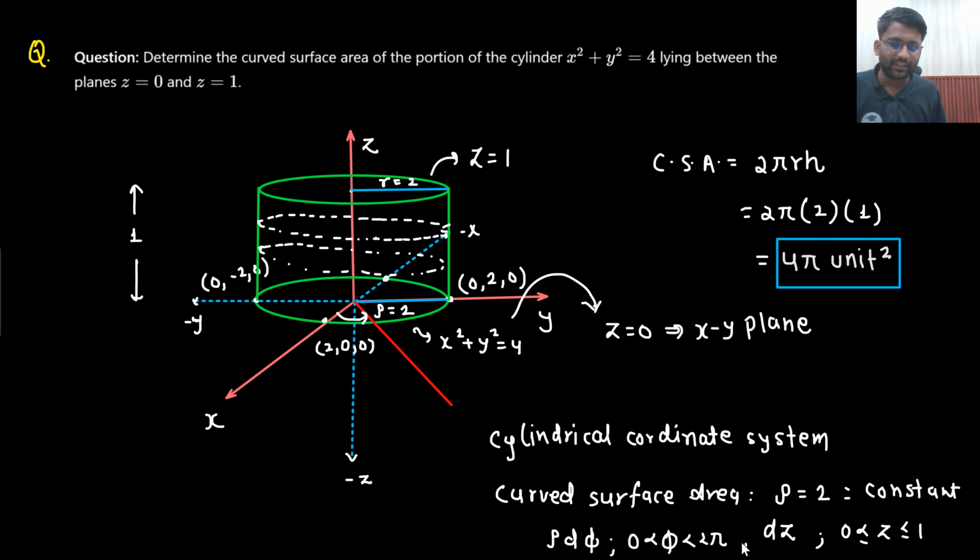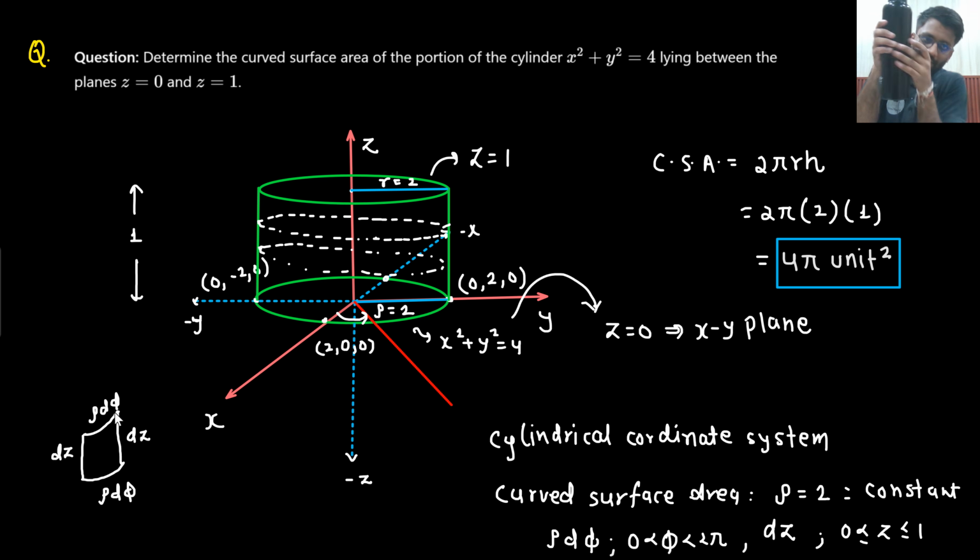So if I make a curved surface like this, phi is varying in this manner. This is phi. So how much are we moving here? Rho d phi. And z is moving in the upper direction, that is dz. Is that clear to you or not? So we move rho d phi and dz. So what is this small surface area? This small surface area is nothing but rho d phi dz.